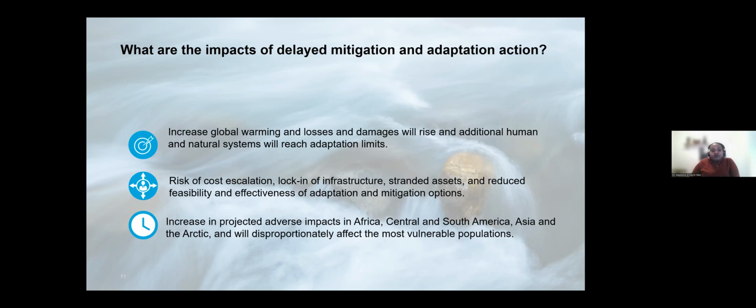We want to see what if we don't act fast enough. There is going to be an increase in global warming, and losses and damages will rise, and additional human and natural systems will reach adaptation limits. Risk of cost escalation, lock-in of infrastructure, stranded assets, and reduced feasibility and effectiveness of adaptation and mitigation options. An increase in the projected adverse impacts in Africa, Central and South America, Asia, and the Antarctic, and it will disproportionately affect the most vulnerable population. And here I would like to highlight this last point and underscore that no place on Earth is safe from climate change.